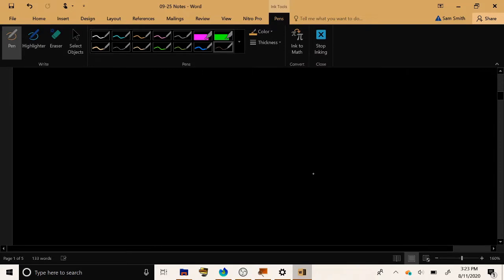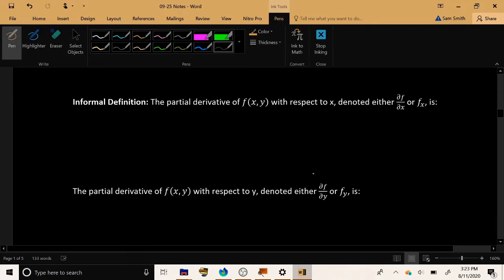So let's go ahead and get started with an informal definition. What is the partial derivative of f of x, y? And we're going to add a little extra specificity here. The partial derivative of the function with respect to the variable x in particular. Nothing to do with y, not yet.